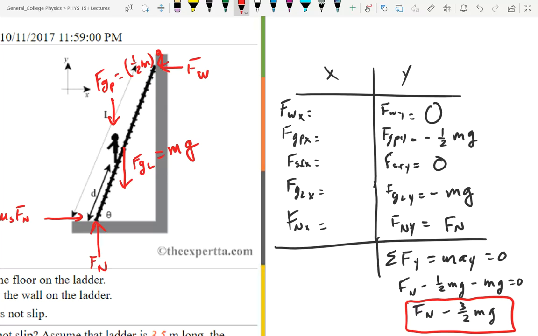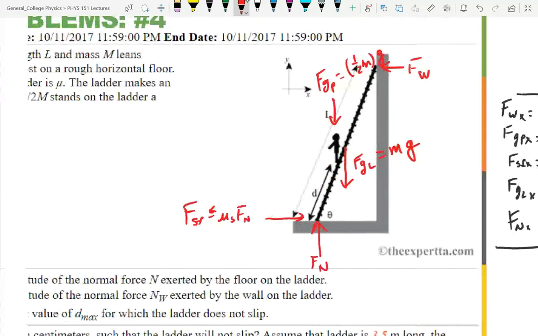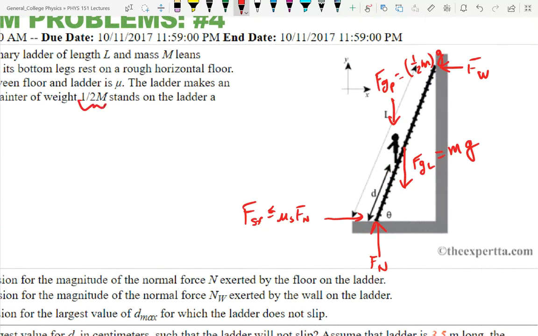Question? So why is it 1/2 mg instead of just mg? Because it says the mass of the person is 1/2 m. Oh, okay. Yeah, that was the mass of the person. Oh, okay, sorry.